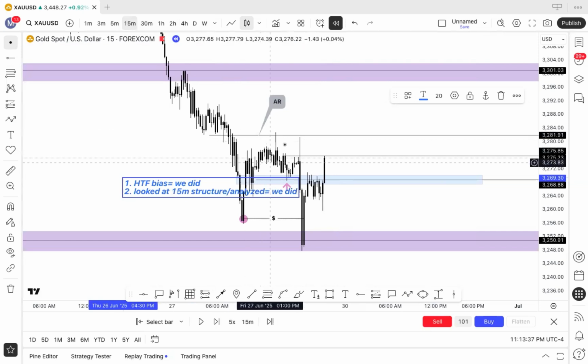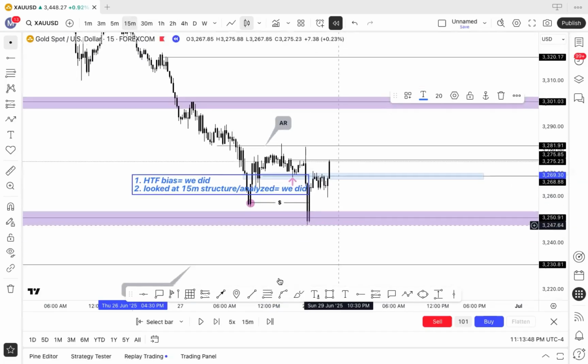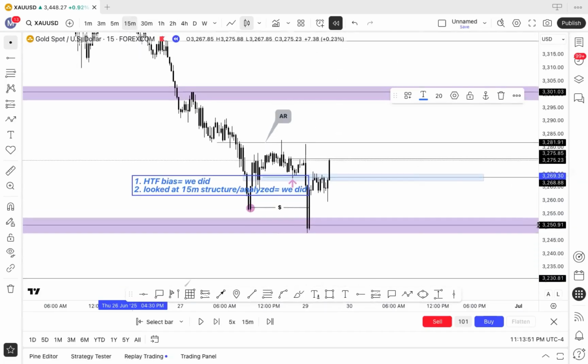We established an AR, we retraced, right? We're failing to break structure, so we know we have only one other option, to come back down. We took out this low, we held, beautiful, right? We had a reference point, right? Price didn't even come near it, so we're still good. Okay.